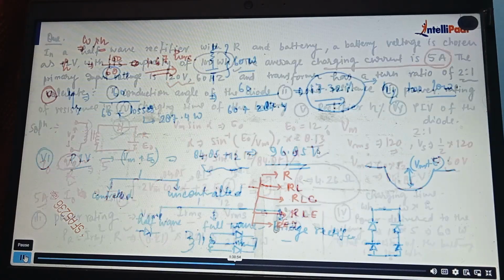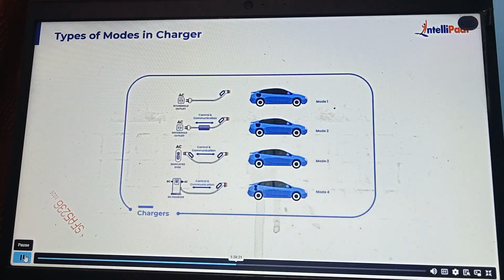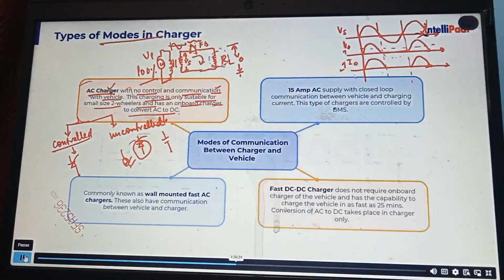Because you can see, while we are calculating the efficiency, we have considered this resistance as a loss, right? In this circuit, this resistance, I squared R, are the losses occurring in the system. So overall efficiency will be affected very badly due to the heat, or the losses, produced in the windings or in the circuit. So the efficiency of this half wave rectifier is quite low. This is the reason why people are not going for this half wave rectifier. Right, so this is all about the chargers.